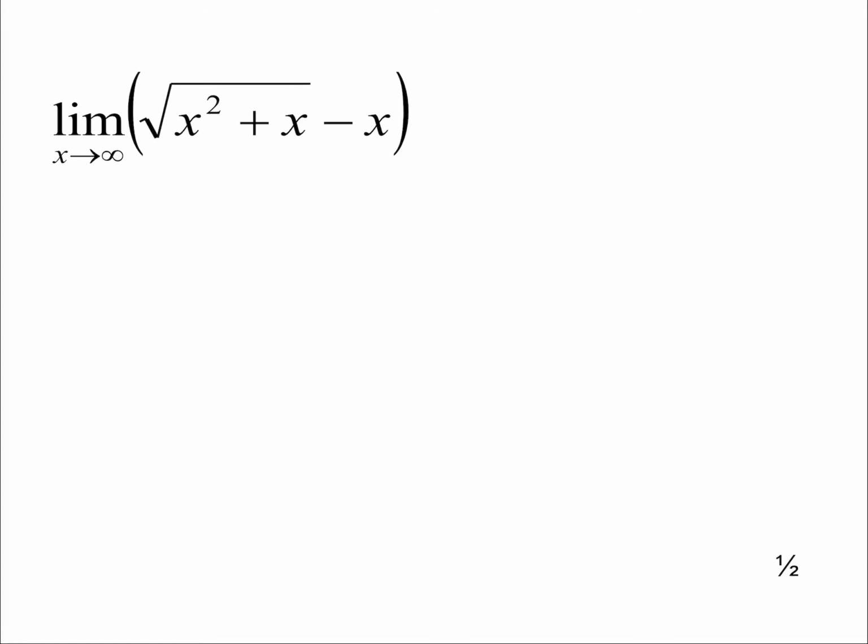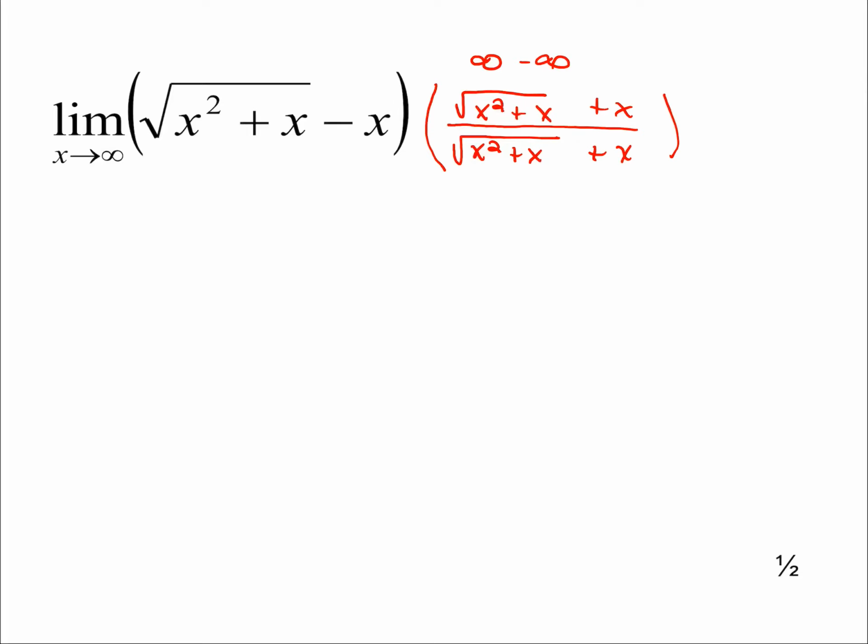Again, if I just do a direct substitution, the square root of x squared plus x is going to give me infinity. So I'm going to get infinity minus infinity. That's indeterminate. So I have to put it in either 0 over 0 or infinity over infinity. So now, what should I do? I'm going to multiply by the conjugate, square root of x squared plus x plus x. I know some of you are asking, how did I know I was to multiply by the conjugate? Because I couldn't think of anything else to do.